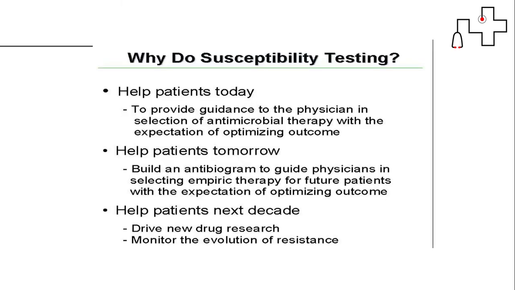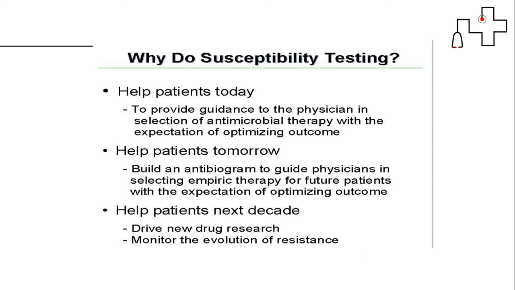Why do we perform susceptibility testing? It has many objectives, short term and long term. Short term would be to help the patient today. The susceptibility testing helps to identify the pathogen and give the right antibiotic to the patient. It is done to provide guidance to the physician in the selection of antimicrobial therapy with the expectation of optimizing the outcome. So selective toxicity and good effect. These are the objectives for today.